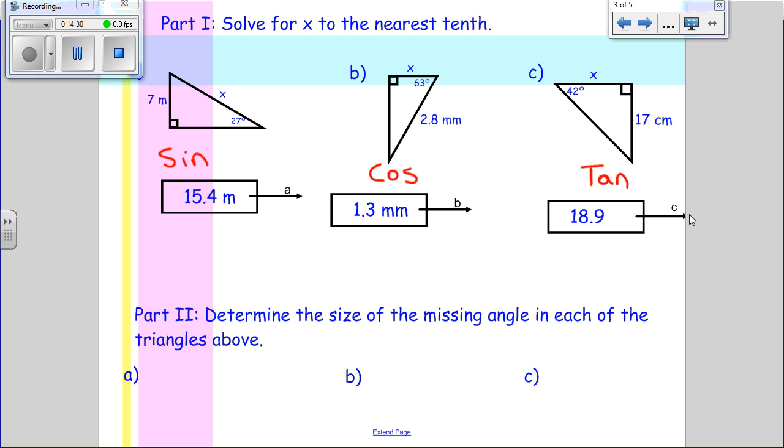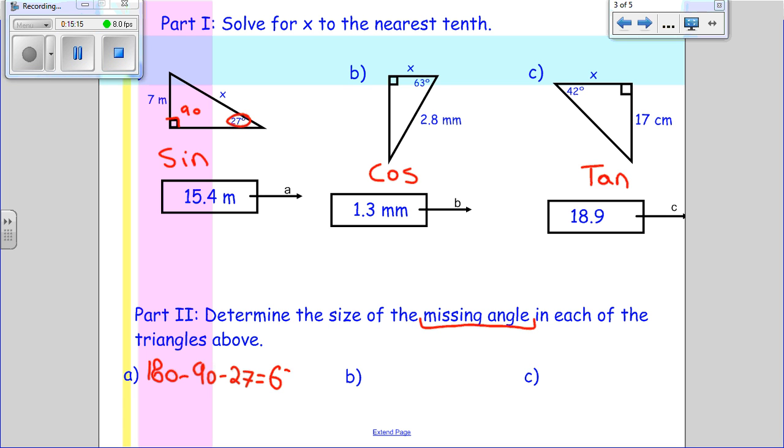Part 2 of this question was determine the missing angle in each of the questions above. We talked about this on our first lesson, and we talked about the fact that you can find the third angle by using our 180 trick. All angles in a triangle should add up to be 180. So if you know 2 of your angles, you know this one's 90, you know that this one's 27, then 180 minus 90 minus 27 should tell you the size of the missing angle. And in our case, it's 63 degrees.